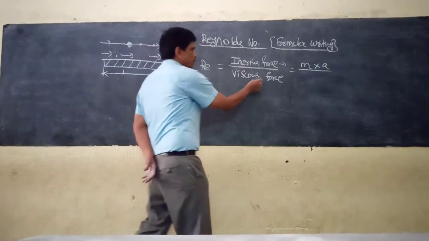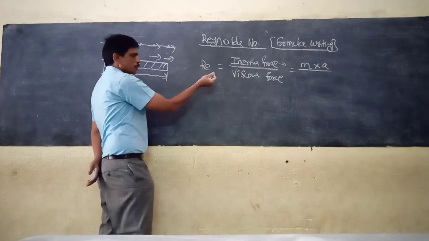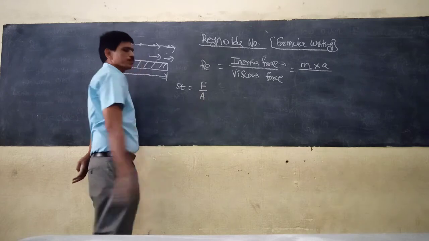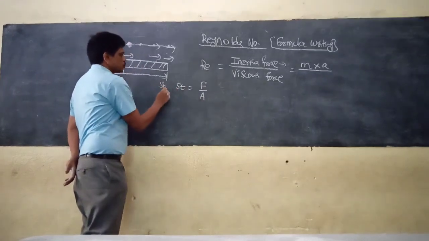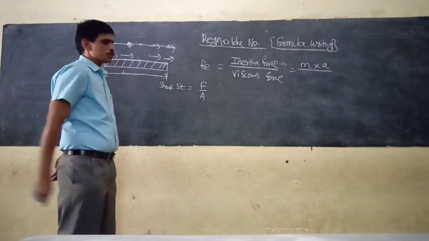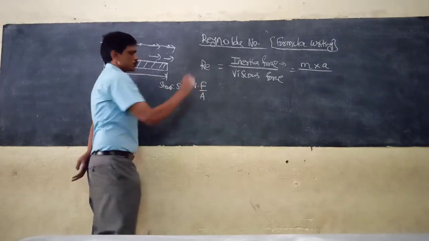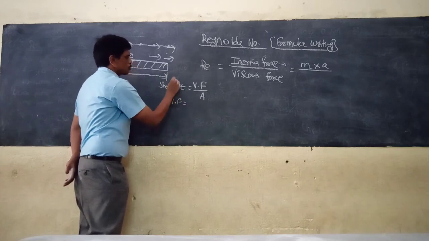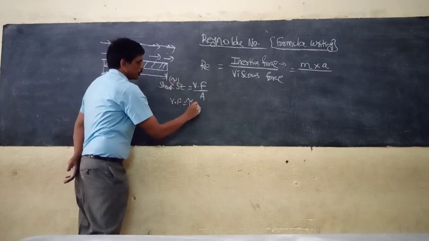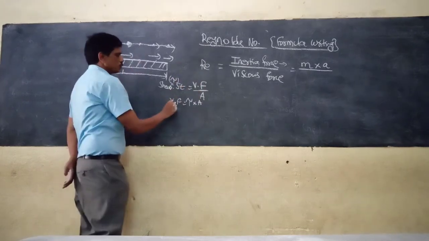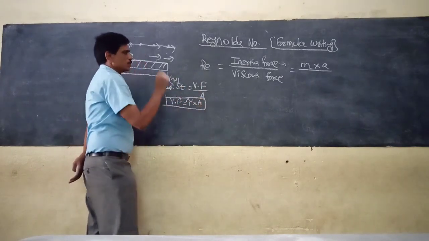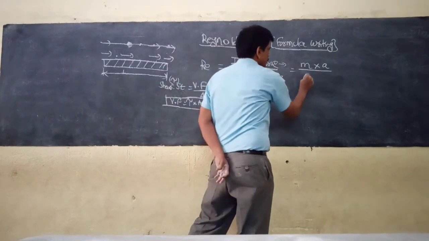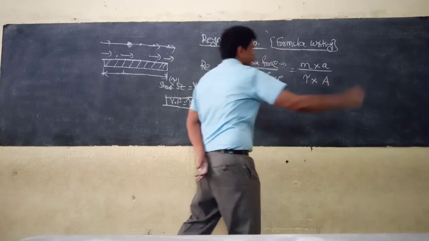The mathematical formula for the viscous force. According to the definition, stress is nothing but force by area. If we substitute the shear stress, the force becomes the viscous force. Therefore, the viscous force is nothing but shear stress, notated as tau, into area. So in the definition, I am substituting the viscous force as shear stress into the area.